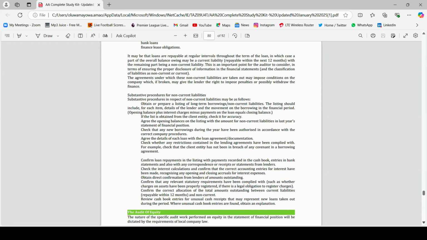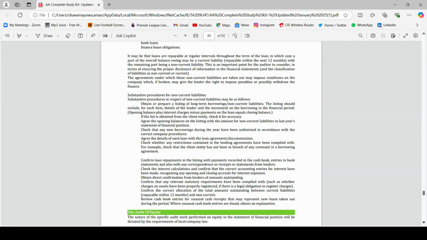Now, quickly, we have the audit of equity. This is the last part of the class for today. If you look at your equity, it has the shareholders' fund. You have your retained earnings, you have your reserves, the share capital, you have directors' contributions, you have all those capital investments in the business to run the business.